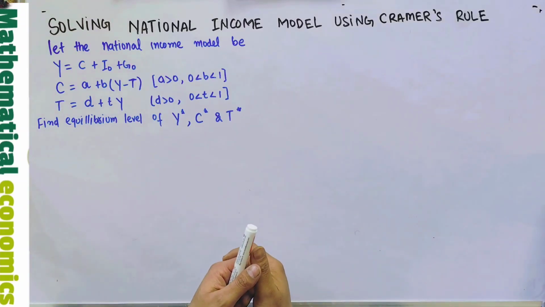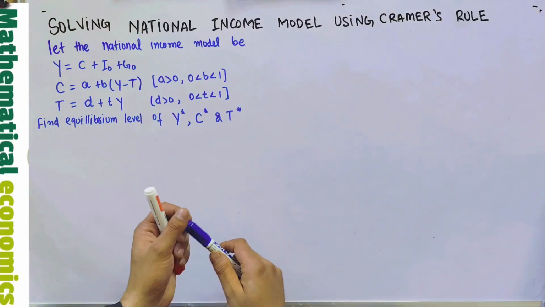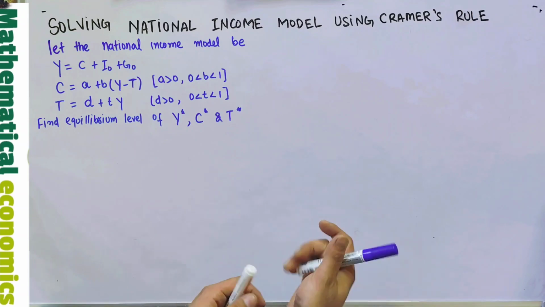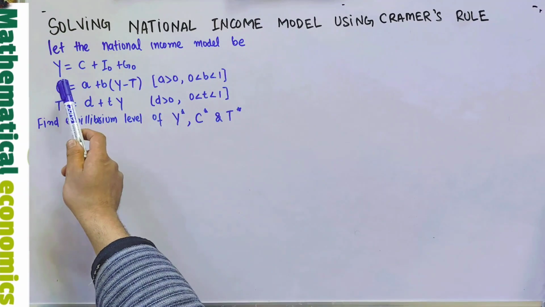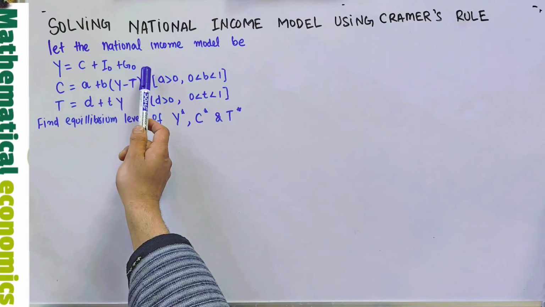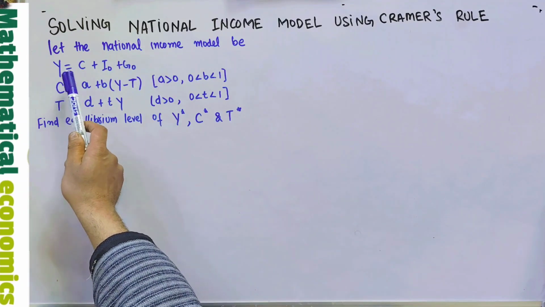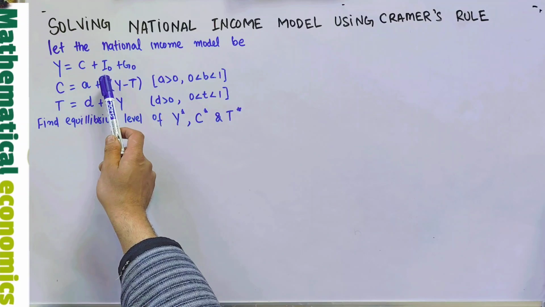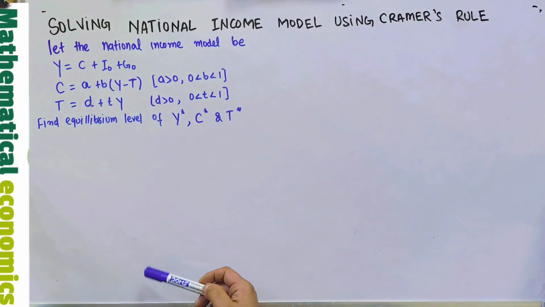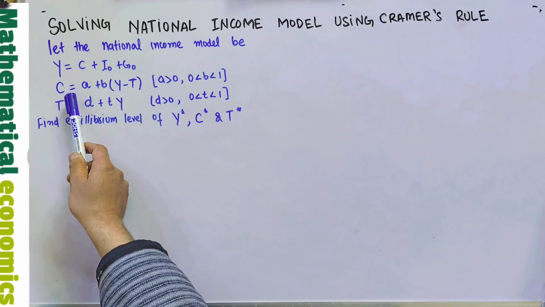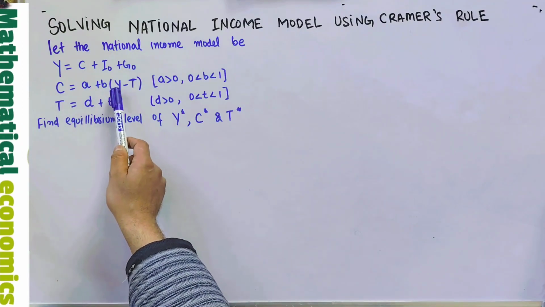In this video, we will learn how to solve the national income model using Cramer's rule. The question is, let the national income model be y equals c plus I naught plus g naught, where y denotes the income, c is the consumption, I naught is the autonomous investment, and g naught is the autonomous government expenditure. The consumption function is equal to a plus b(y minus t).